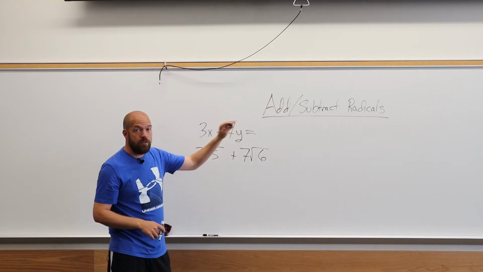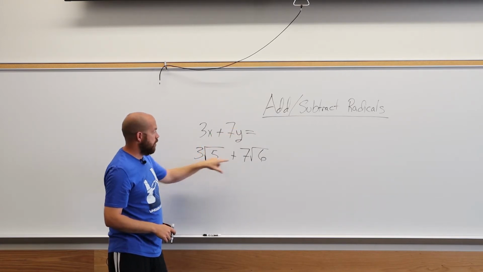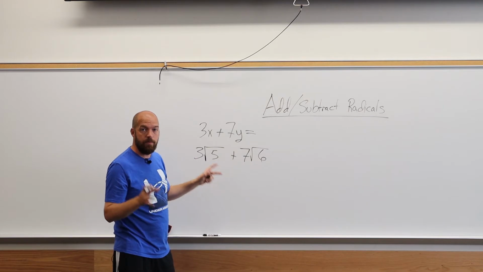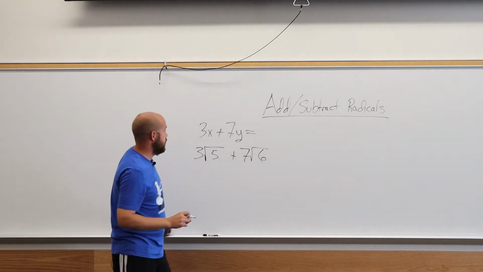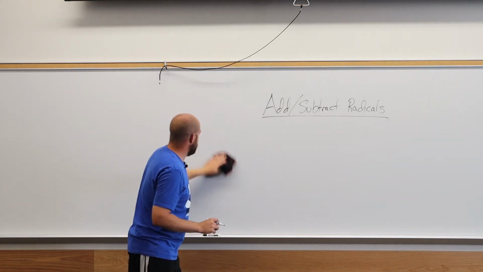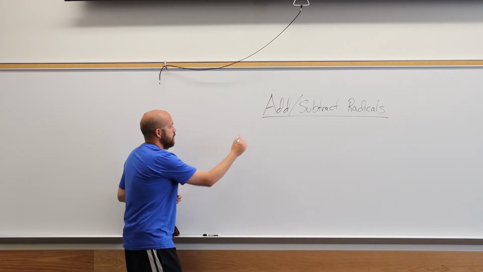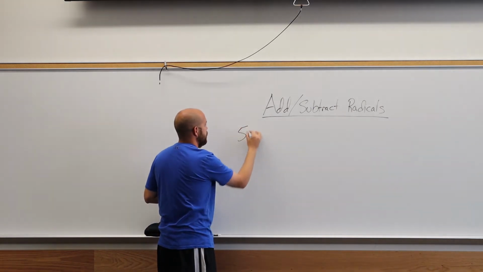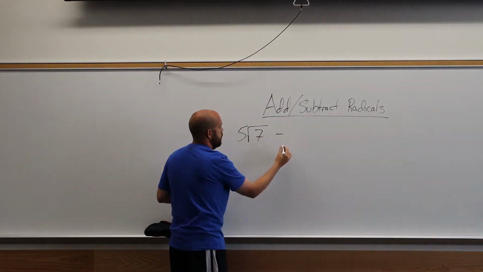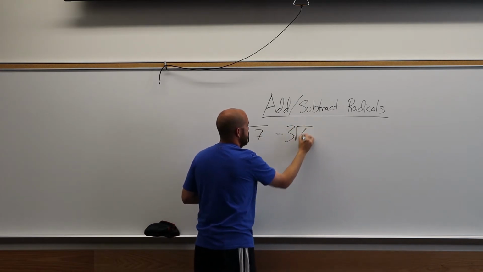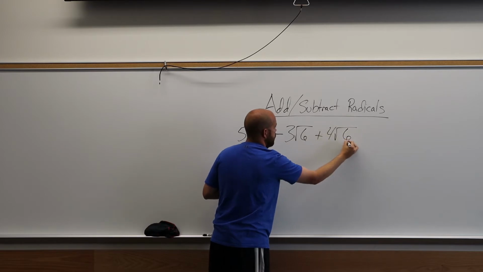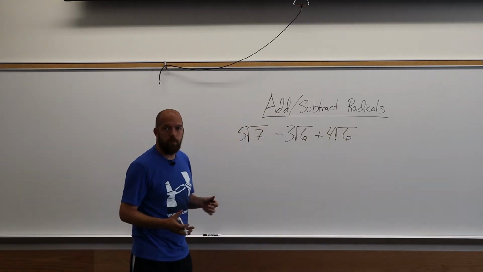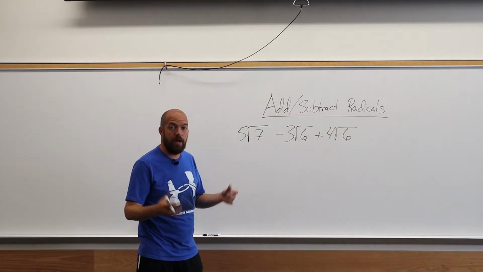So whenever you're adding or subtracting radicals, you want to make sure that they have the same root, or the same number inside of the radical that you're adding or subtracting together. So let's do a couple examples of this so you can see how it works. Let's say we've got 5 square roots of 7 minus 3 square roots of 6 plus 4 square roots of 6. Okay, we're combining like terms, we're adding radicals together.